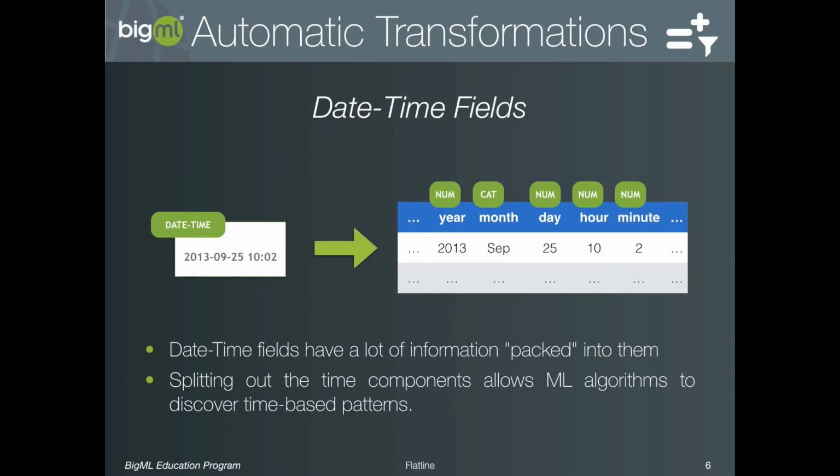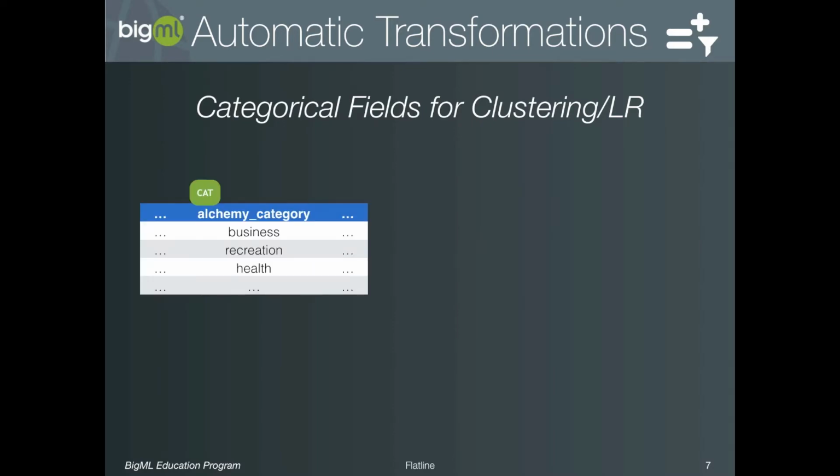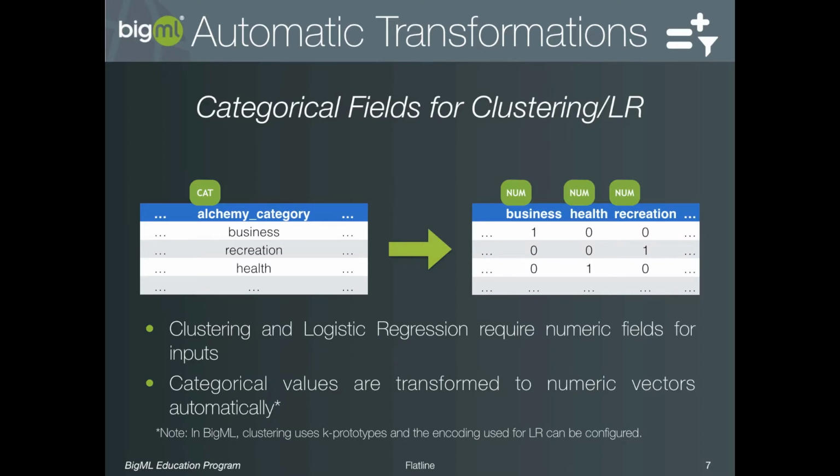Another example of an automatic transformation is the handling of categorical fields for clustering and logistic regression. Both of these algorithms rely on mathematical computation. For clustering, it is a distance function, and for logistic regression, it is the logit function. These functions can only operate on numeric inputs, and so the categorical values have to be transformed to a numeric representation. This transformation happens automatically, which is why you can upload a dataset with mixed numeric and categorical values and press one-click cluster without having to worry about it.